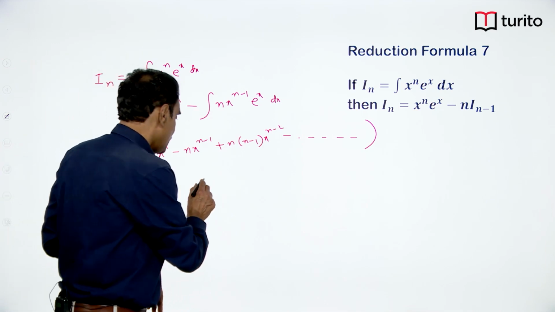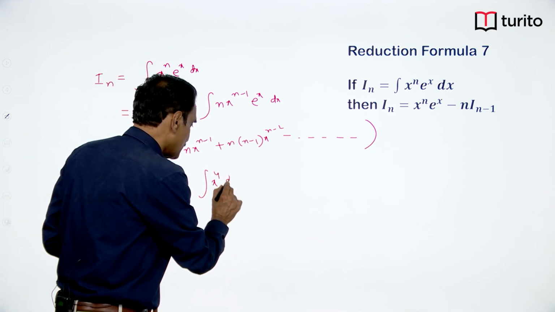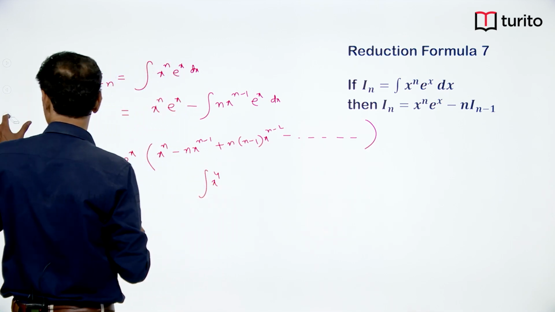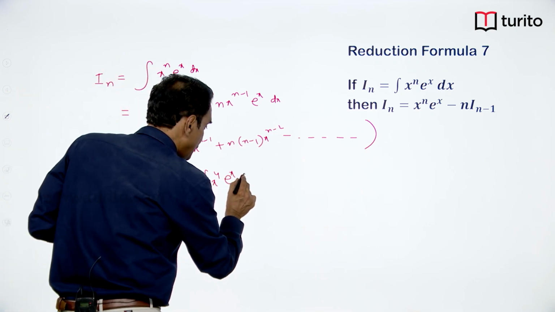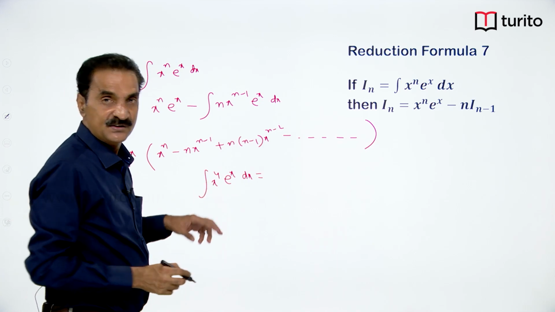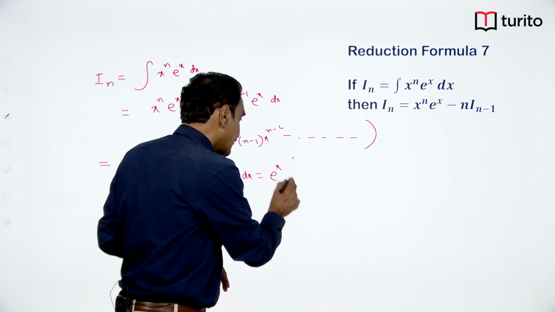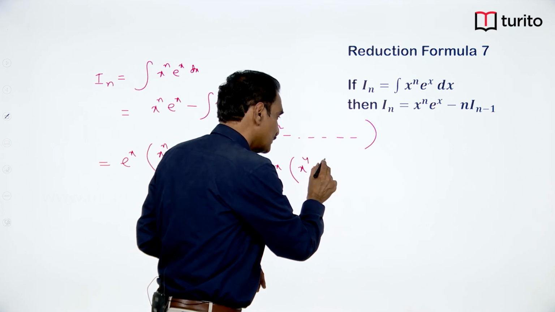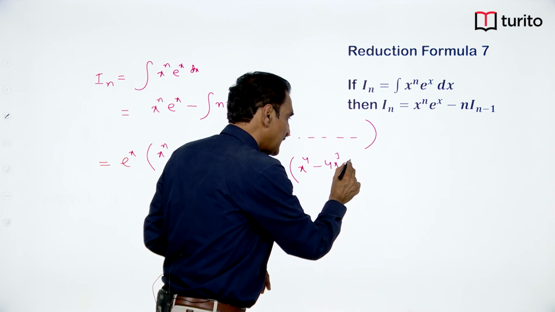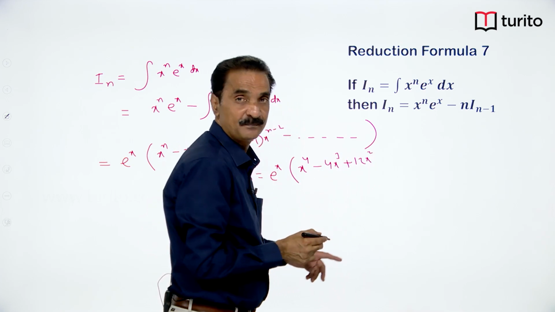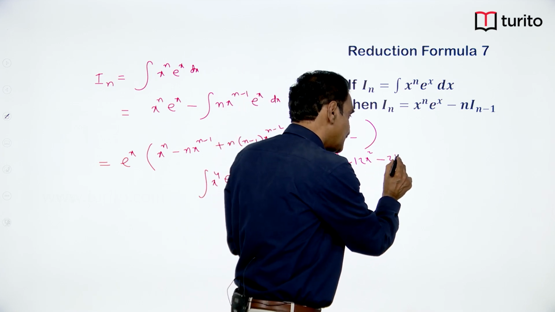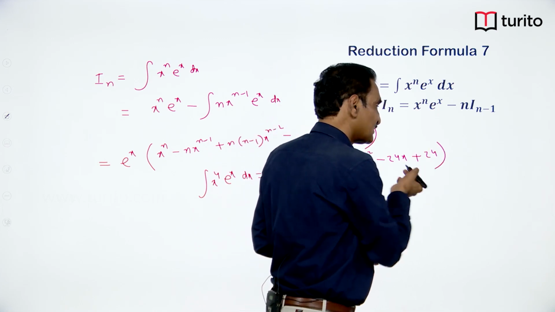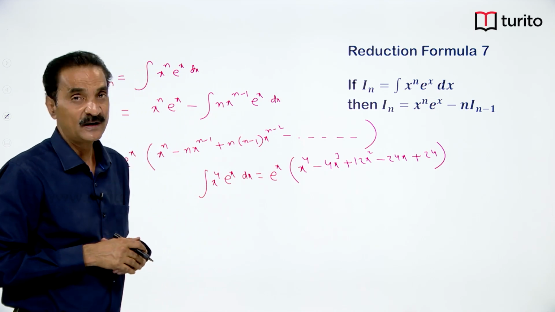Okay. For example, you want integral x power 4 into e power x dx, then its direct integral is e power x into x power 4 minus its derivative 4x cube plus 12x square, next minus 24x plus 24, 24 is constant, that is all. Okay.